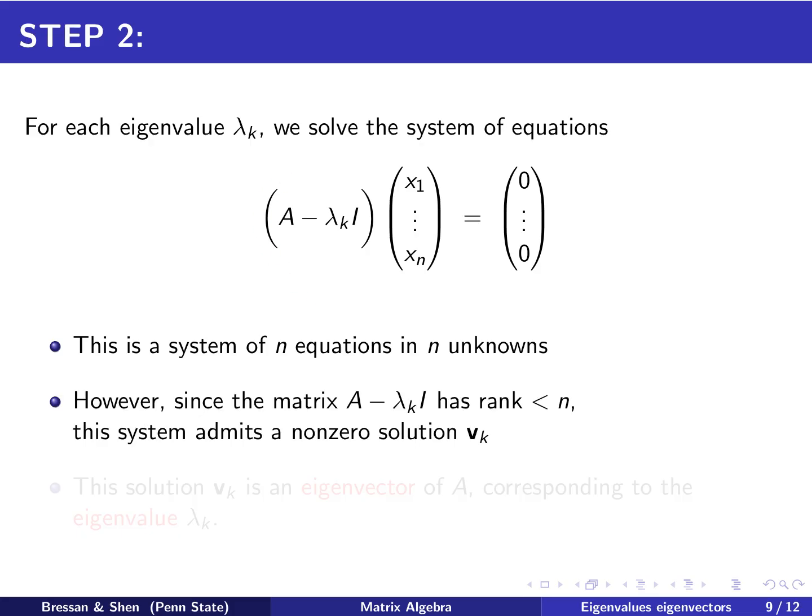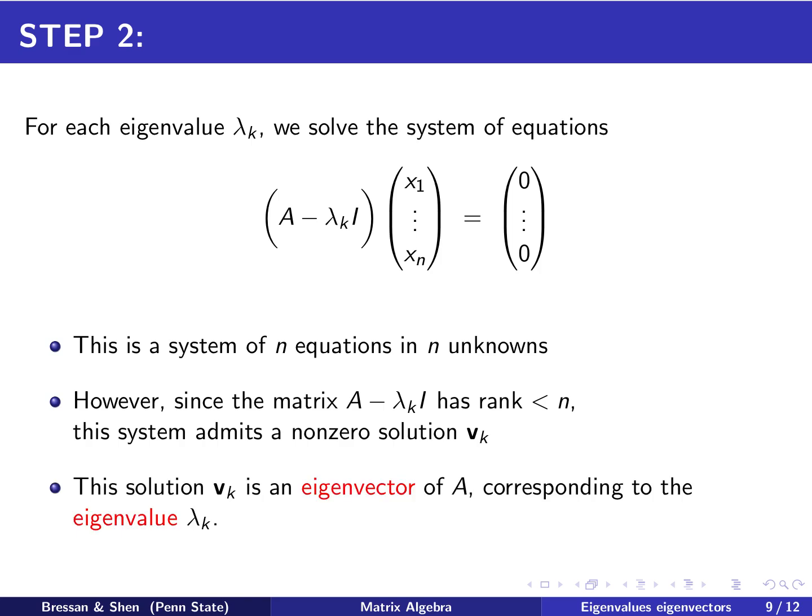Since the coefficient matrix here has determinant equal to 0, we know that the rank of this matrix is strictly less than n. And then the system admits a non-zero solution. Let's call it Vk. This solution Vk is an eigenvector of A corresponding to the eigenvalue. So an eigenvalue and an eigenvector are a pair that you have to connect together.